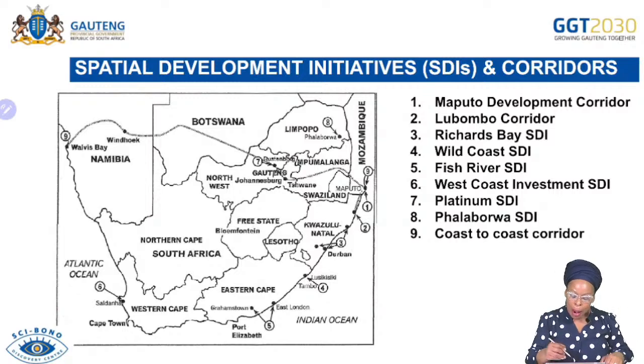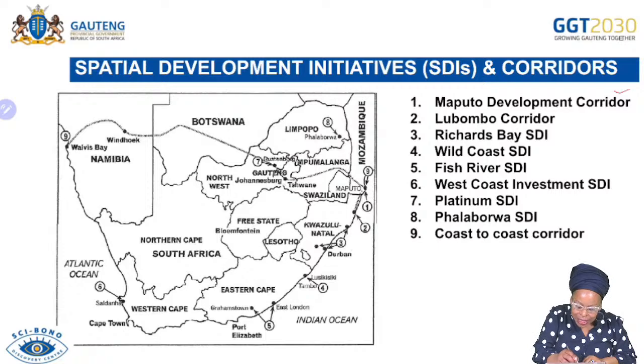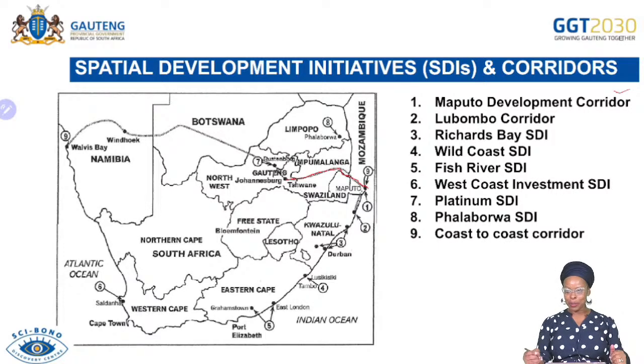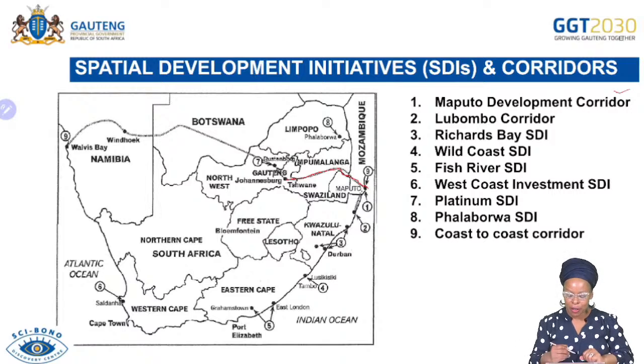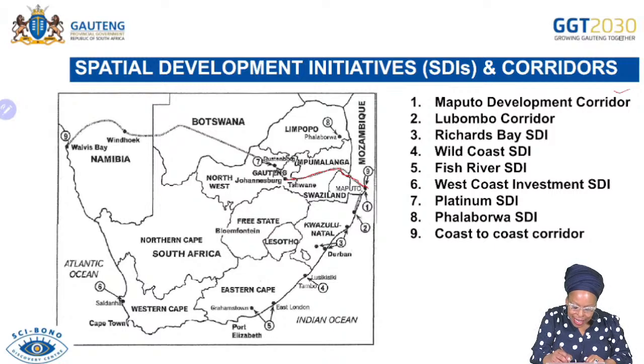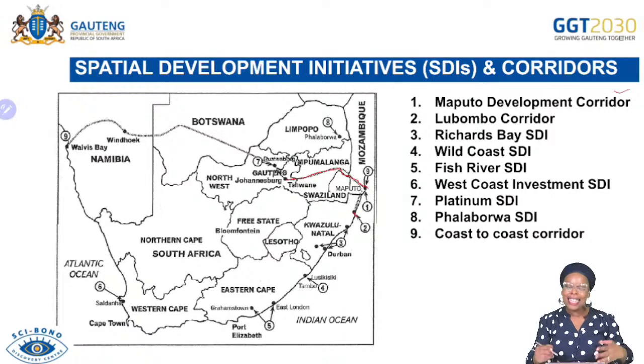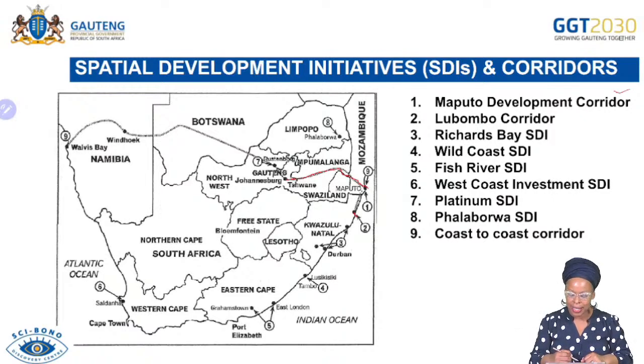We know that Maputo is found in Mozambique, but you need to know where exactly the Maputo Corridor starts. I mentioned that it starts in Gauteng and stretches to Mpumalanga and to Maputo. It starts in Gauteng province. We have number 2, Lubombo Corridor. Number 2, this is Lubombo. And then where do we find it? In the KwaZulu-Natal province.